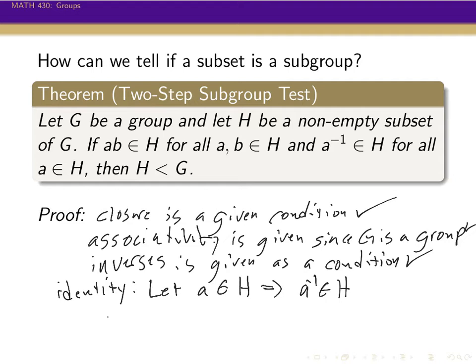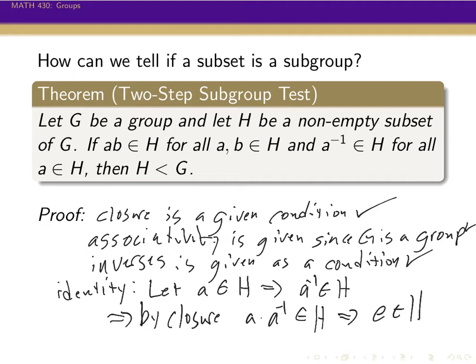And so then by closure, A times its inverse is in H, and A times its inverse is the identity. And so we get that the identity is in H. And so all four properties hold: if H is closed under the operation and contains all the inverses of its elements, then it satisfies the other two properties of a group, and so that makes it a subgroup of G.